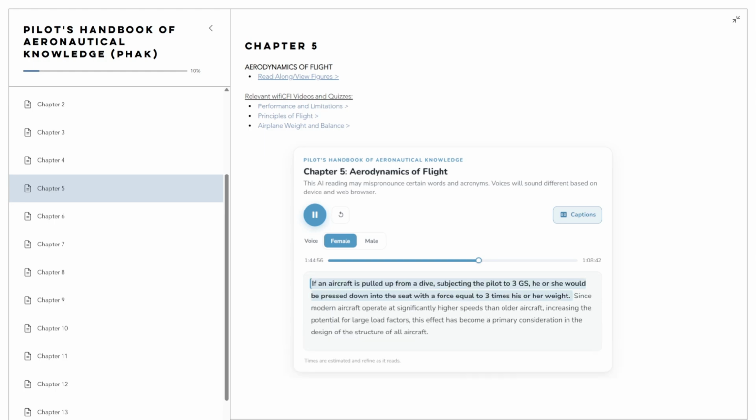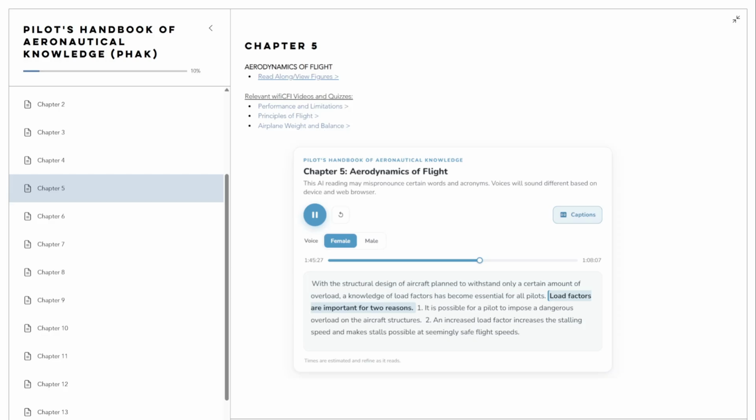If an aircraft is pulled up from a dive, subjecting the pilot to 3 Gs, he or she would be pressed down into the seat with a force equal to 3 times his or her weight. Since modern aircraft operate at significantly higher speeds than older aircraft, increasing the potential for large load factors, this effect has become a primary consideration in the design of the structure of all aircraft. With the structural design of aircraft planned to withstand only a certain amount of overload, a knowledge of load factors has become essential for all pilots.